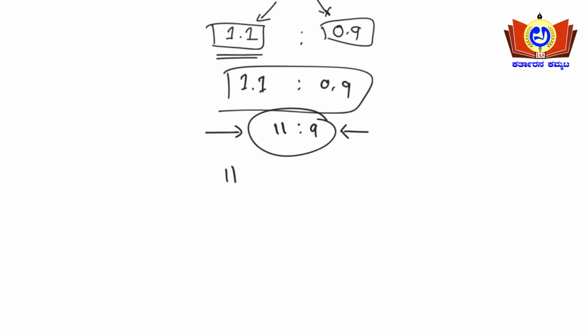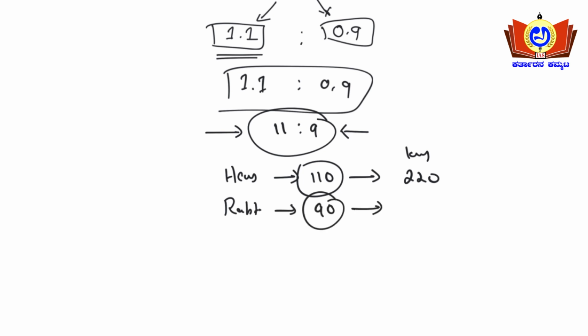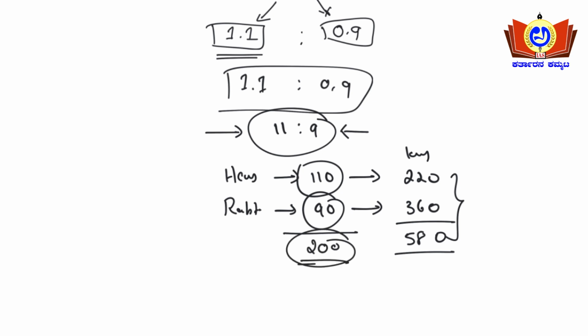Hence 110 hens. So how many legs will be there? 220. The population of hens is 110, and rabbits will be in the ratio 9, so 90 rabbits. 9 4s are 36, so 360. So 580 is the total number of legs, and the head count will be 110 plus 90, that is 200. So the population of hens is 110 and the rabbits are 90. This is the solution for this question.